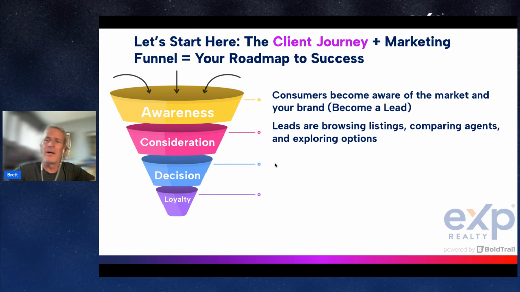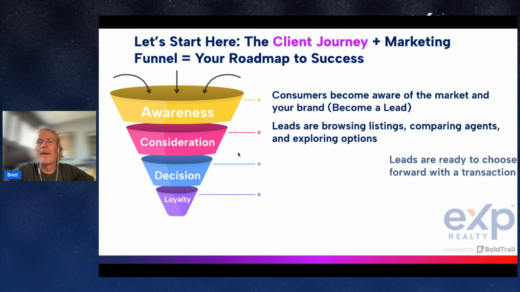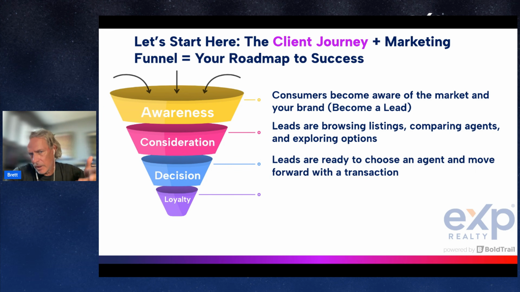Okay, so now I'm checking out listings. I'm maybe reading some reviews. I make a decision, right? We all know this. And we're going to connect the statuses that you're about to learn in the BoldTrail platform to all of these stages. Okay, let's do it, right? Let's go see a house. Let's sign some paperwork. I want to buy my home or list with you.